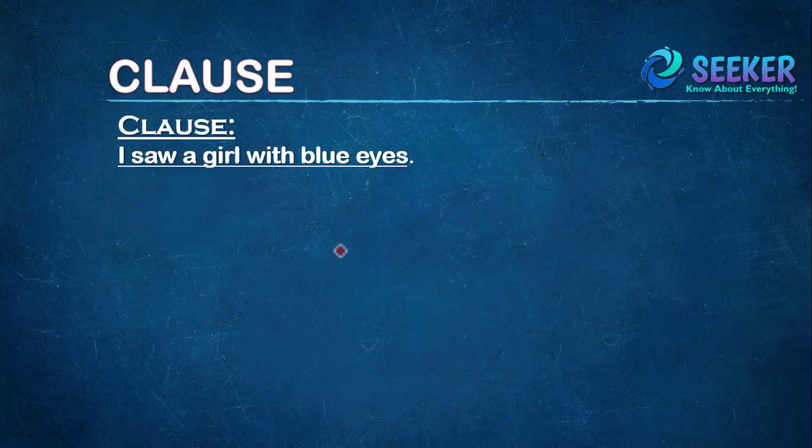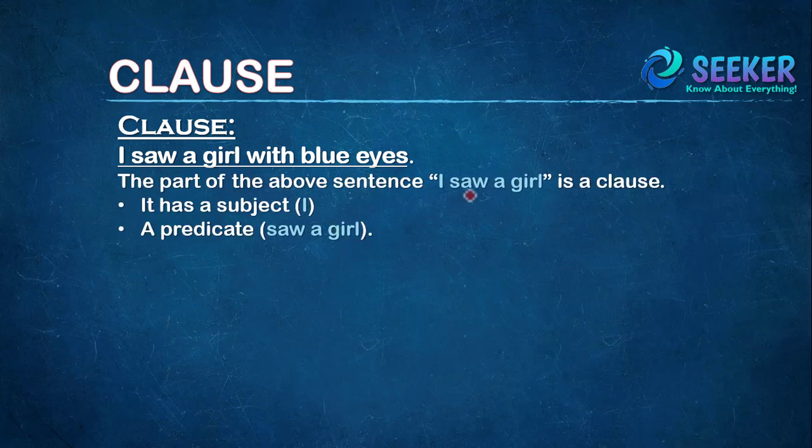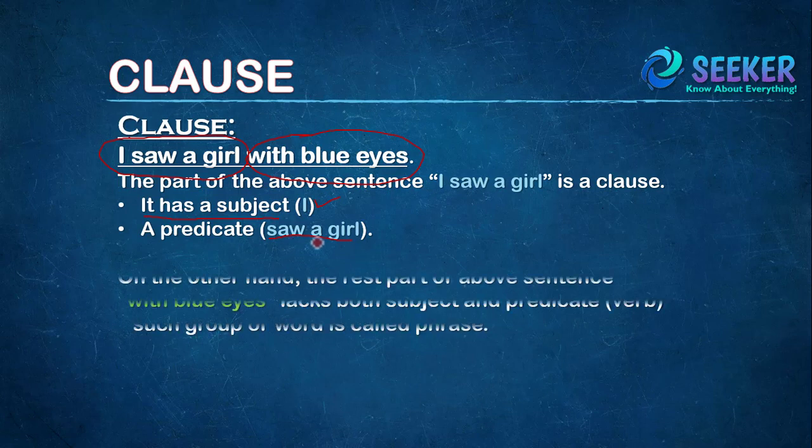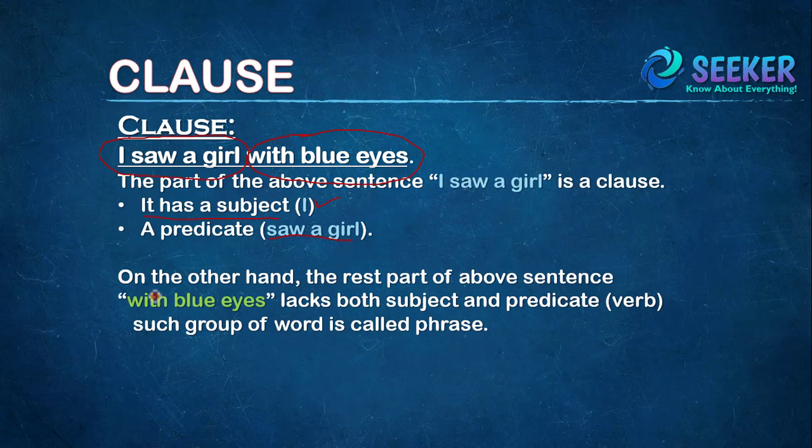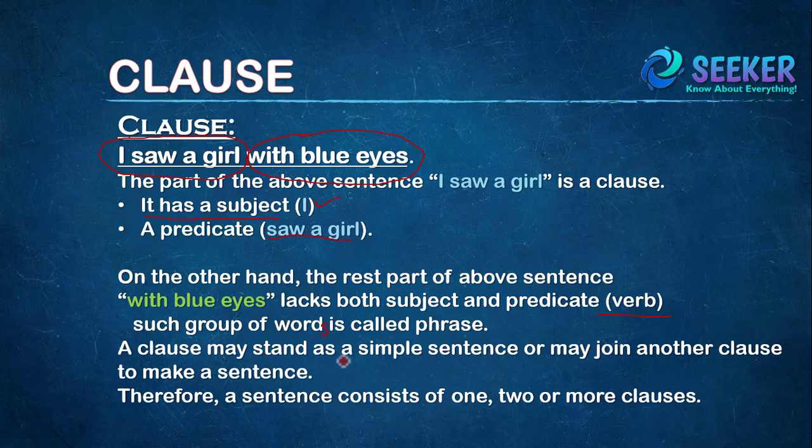I saw a girl with blue eyes. Now here, the part of the above sentence, I saw a girl, is a clause. This part is known as a clause and this part is known as a phrase. Here it has a subject, I, and a predicate, saw a girl. On the other hand, the rest of the sentence, with blue eyes, lacks both subject and predicate, that is verb. Such a group of words is called a phrase. A clause may stand as a simple sentence or may join another clause to make a sentence, and therefore a sentence consists of one or more clauses.